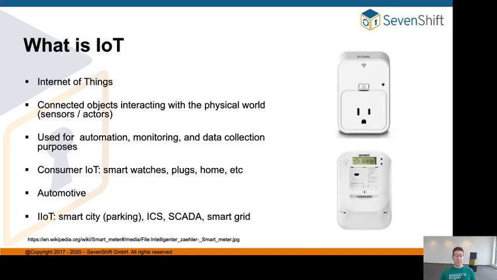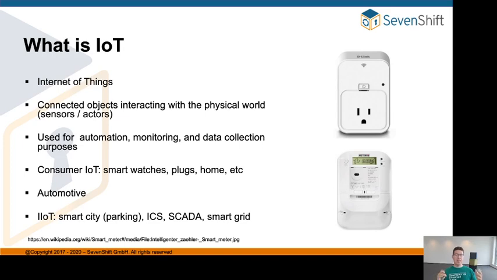So IoT, I think everybody knows what it is. It stands for the Internet of Things. And basically you have objects that are interconnected, let's say networked in some way, and they have interactions with the physical world through sensors and actors. And some of the devices have both, some of them are specialized in one. What they do is they tend to collect information from the environment, take a decision, and act on it, right? And they allow us to automate things, allow for monitoring, data collection so we can advance on things.